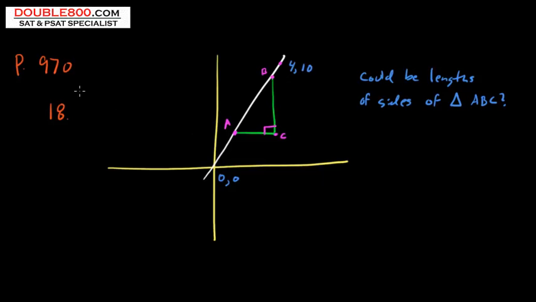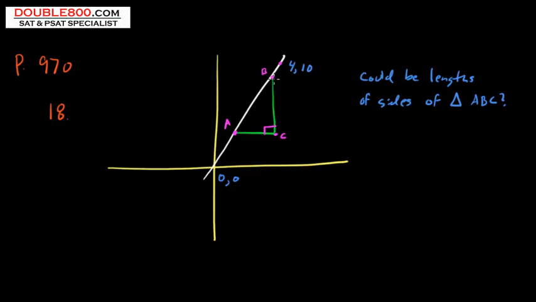In this lesson, we'll review a math question from the problem solving section. We're on page 970, question 18 out of 20. We know this is a difficult problem. We're given this line passes through the origin, and also we're given the coordinate points (4, 10).